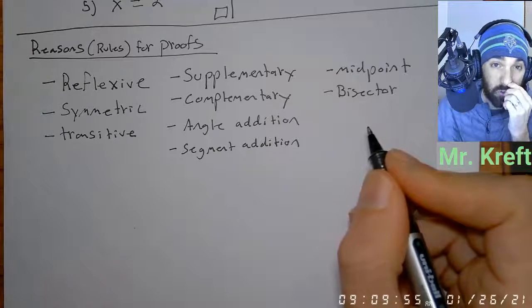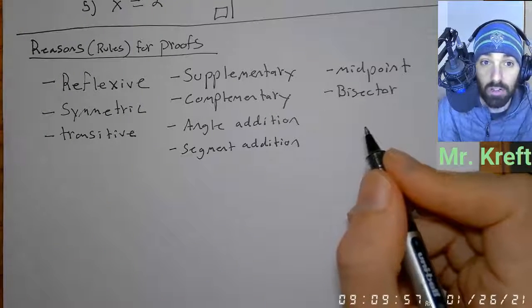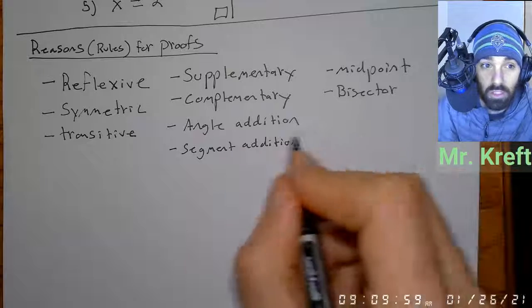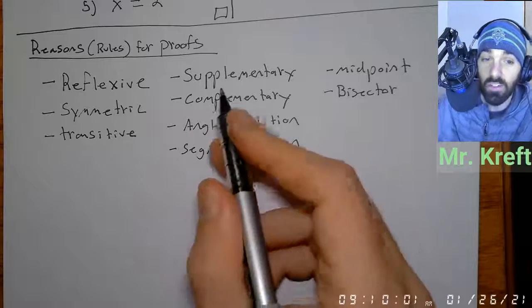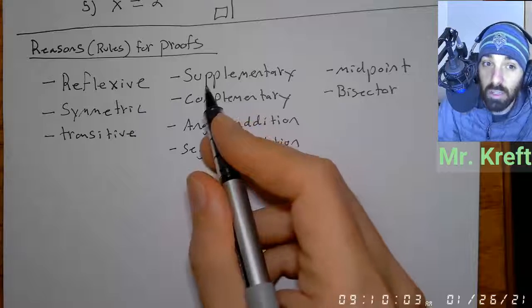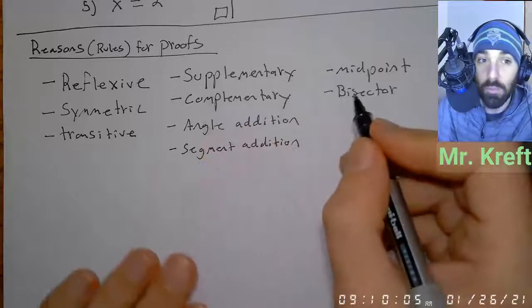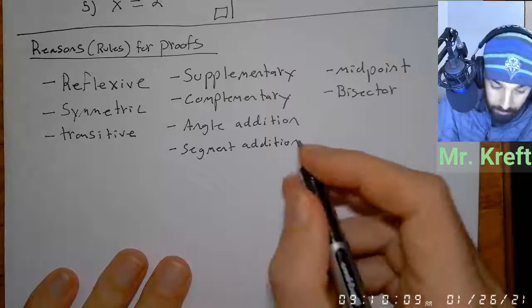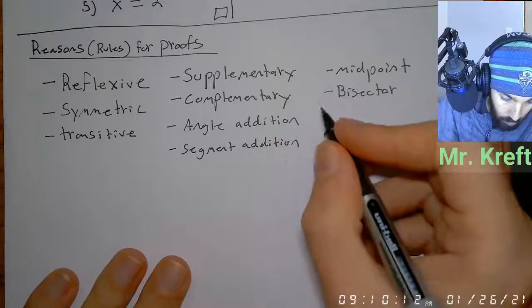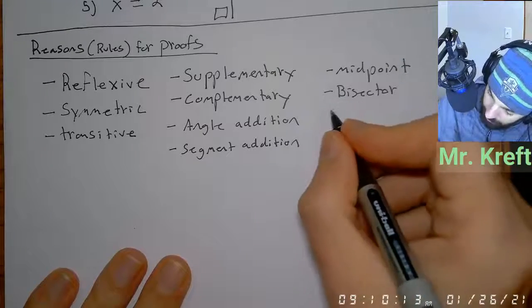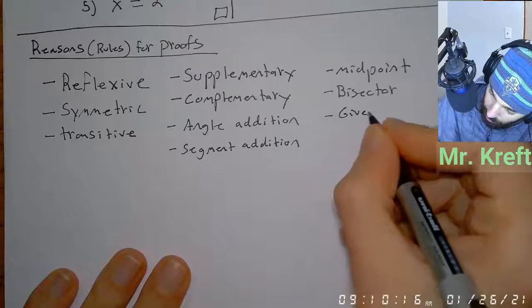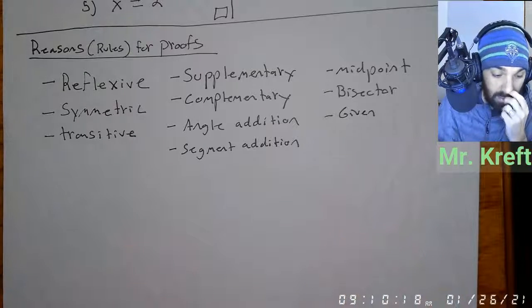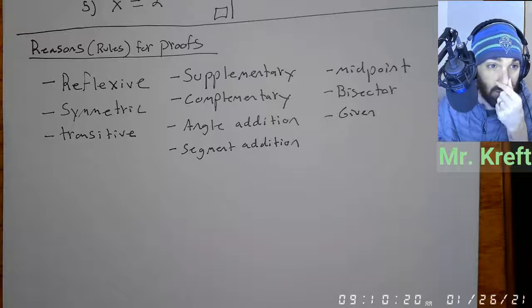Okay, so again, these are all things that we've talked about in geometry that are rules, right? Like we talked about, you can add things. Supplementary meaning two angles that add up to 180. Midpoint, bisector, right? Things are being cut in half, two equal parts. Oh, and then the last one, right? Given is always how we start. So I think for right now, that's our list.